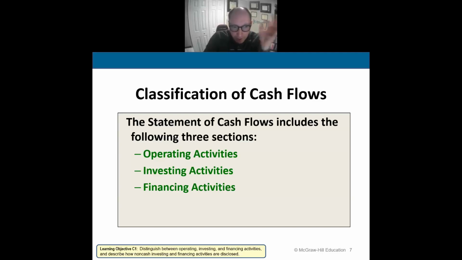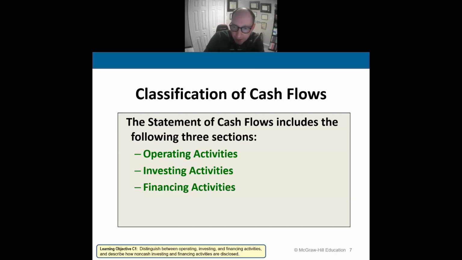Investing activities represents the purchase or sale of property, plant, and equipment. Those are investments into the business. So when you hear investing activities, think property, plant, and equipment. I'm investing in the business. So cash coming into the business from investing activities is from the sale of property, plant, and equipment. Cash going out of the business for investing activities is the purchase of property, plant, and equipment.